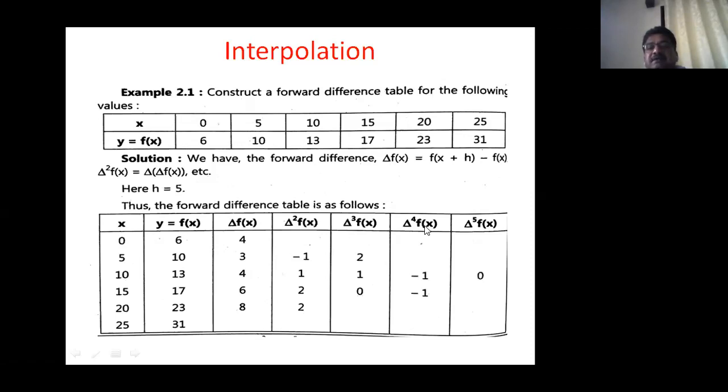And the next column, delta raised to 4 fx: 1 minus 2 is minus 1, and 0 minus 1 is minus 1. And then the last column, delta raised to 5 fx: this number minus this number is 0.